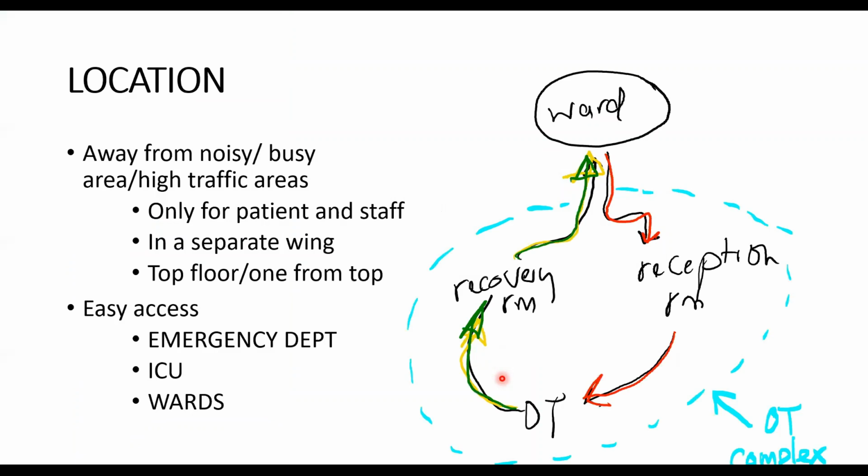Where is the location of the operating theatre? It's usually away from noise, busy and high traffic areas, and usually only patients and staff involved in the management are allowed in. It is usually located in a quiet wing and not on the bottom floor, usually at the top floor, but not the highest floor, usually one floor below the top. It must have easy access from the emergency department, ICU, and wards.